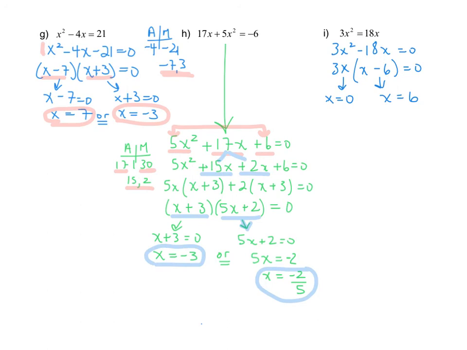For part I, I undid the 18x on the right side of the equal sign by subtracting 18x from both sides. This common factors, I took a common 3x out. It left me with x minus 6 as my other factor. And then when I set each factor equal to 0 and I solved, I got either x equals 0 or x equals 6 as my two solutions.